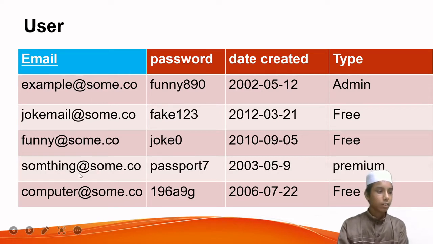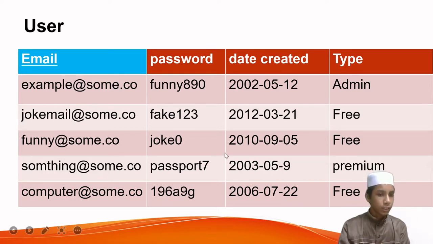So the other mail has the same exact email. Here we are storing the password, the date, the type and everything. So whenever you want to store data, you should define a table.